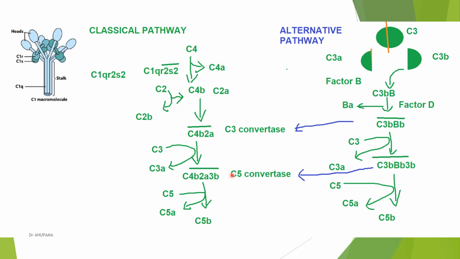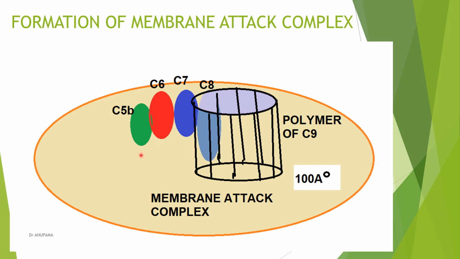So here you can see the similarities between both the pathways. In the classical pathway, the C3 convertase is C4b2a, while here it is C3bBb. Here it is C4b2a3b, which is the C5 convertase, while here it is the C3bBb3b complex, which is the C5 convertase, and we have come again to the common point of C5b formation. From here, the formation of the membrane attack complex is initiated.